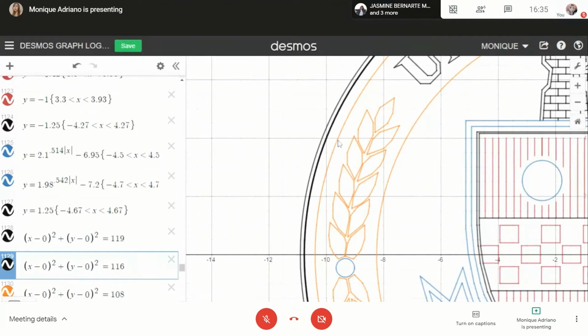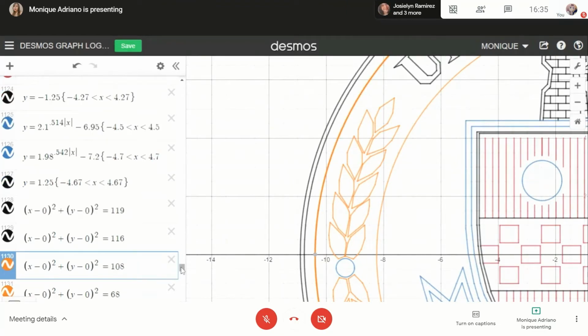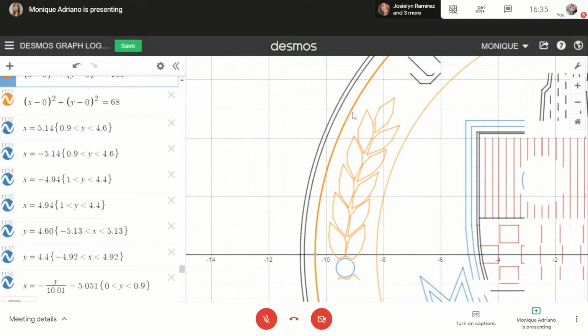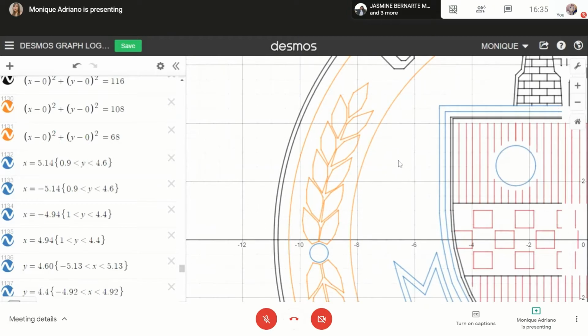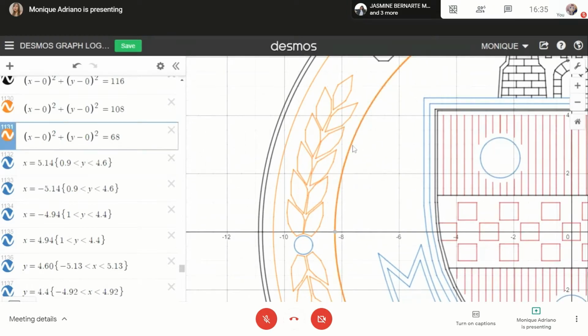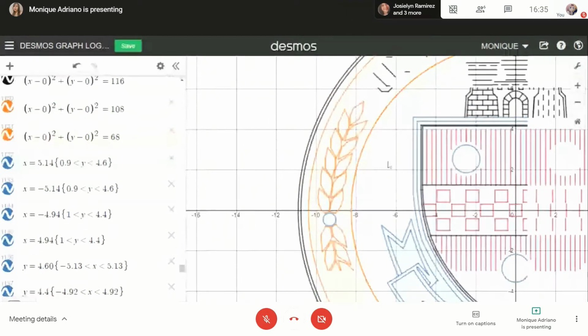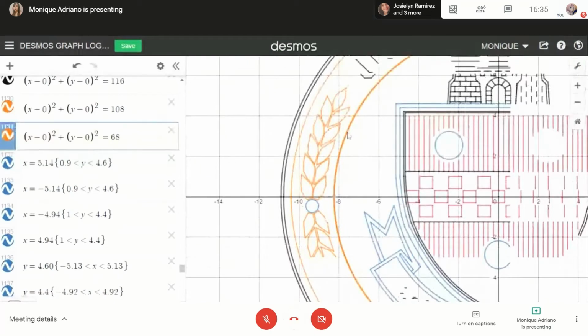For the third circle, which is this one, we use the equation of x minus 0 squared plus y minus 0 squared is equals to 108. For the fourth one, which is the inner part, we use the equation of x minus 0 squared plus y minus 0 squared is equals to 68.